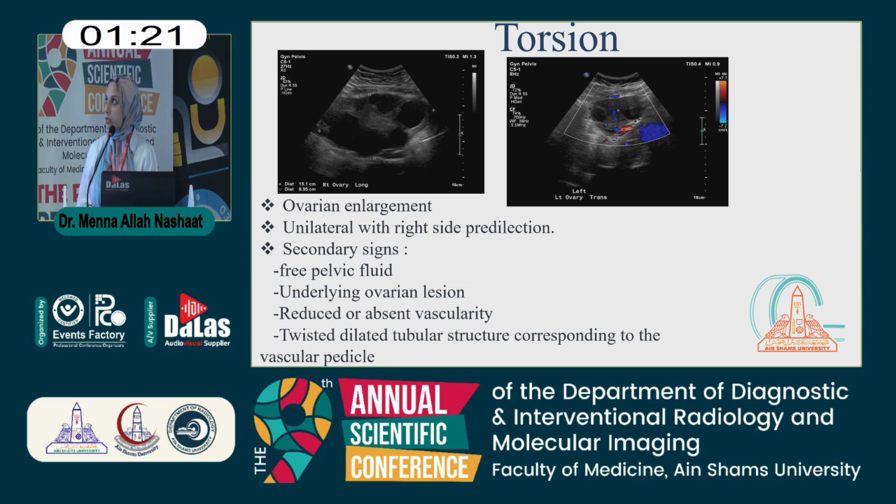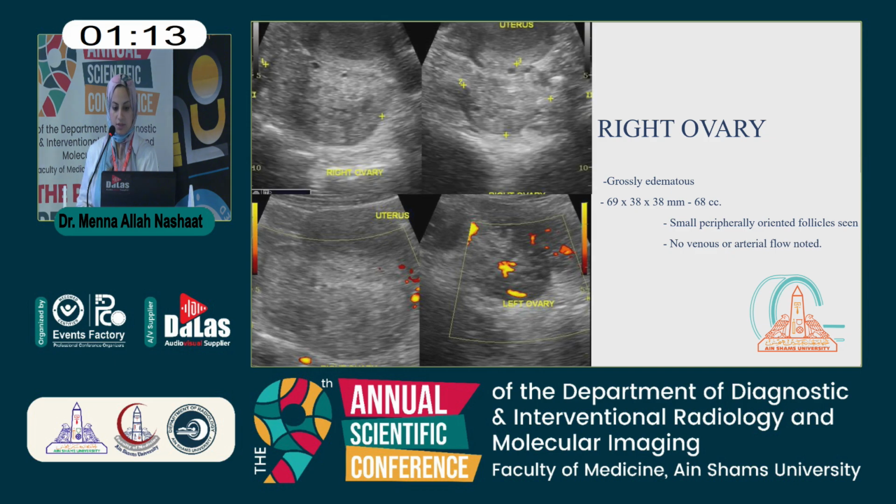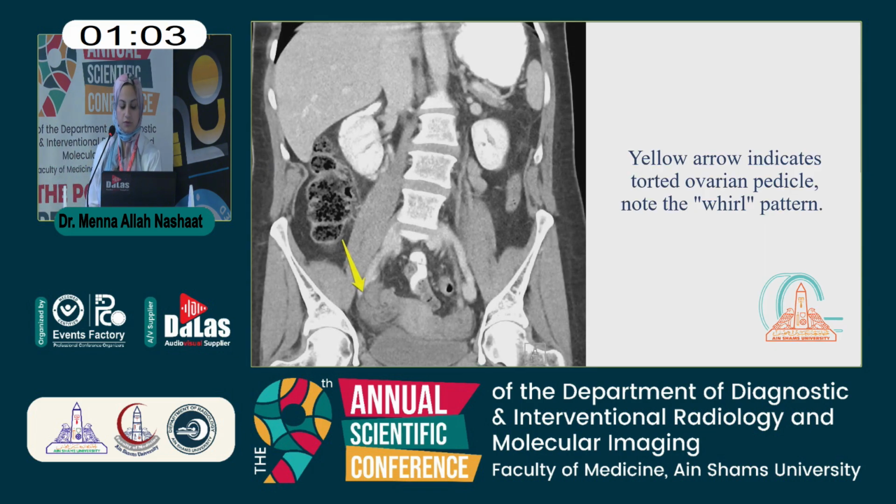In this case, we see the right ovary is enlarged with no detected vascularity on color Doppler application in comparison to the left ovary. This case is the same. Enlarged right ovary with no detected vascularity at all on color Doppler application in comparison to the left ovary. This is a coronal CT view for another patient with a positive whirl sign, which is characteristic of the torsion.